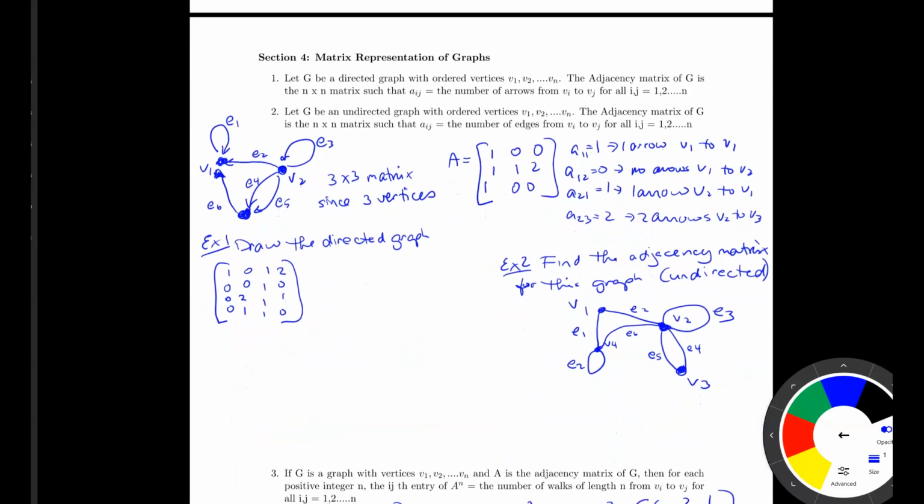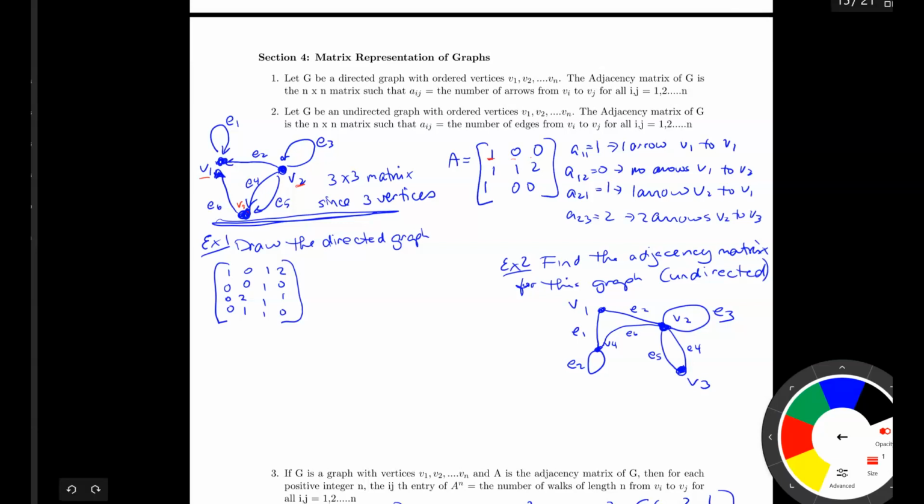All right. So matrix representation of graphs. If I have this graph right here, I'm going to be making a 3 by 3 matrix because I have 3 vertices, V1, V2, oops, I forgot to label this guy, V3. So there are 3 vertices, so it has to be a 3 by 3 matrix because each of the places is going to tell me how many edges there are from one vertex to another.